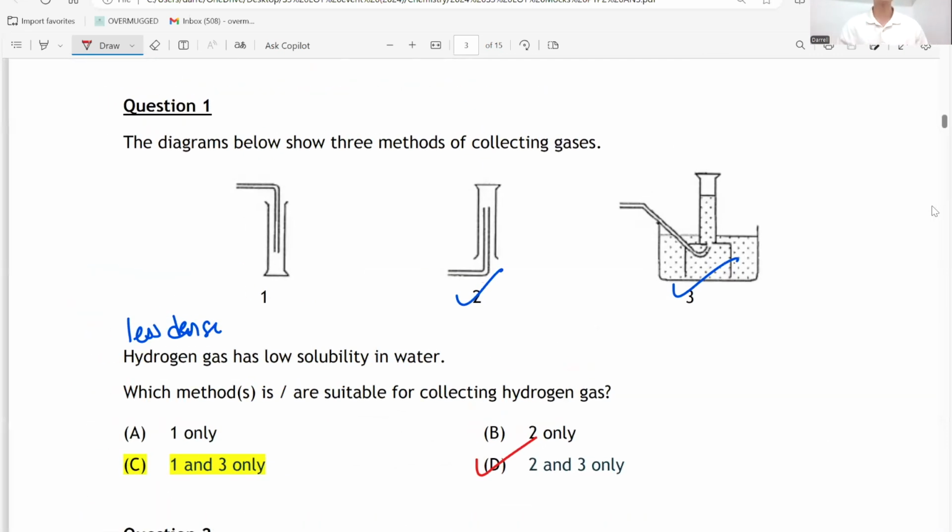Okay, for question 1 itself, there's only 2 things I need to mention before I quickly move on. Hydrogen is less dense than air. Hydrogen is H2, the mass is 2. Air is made out of nitrogen and oxygen, which is way denser. So hydrogen, if it's less dense than air, you use upward delivery. Furthermore, if it's insoluble in water, you can collect it using displacement of water. Therefore, correct answer here is D.